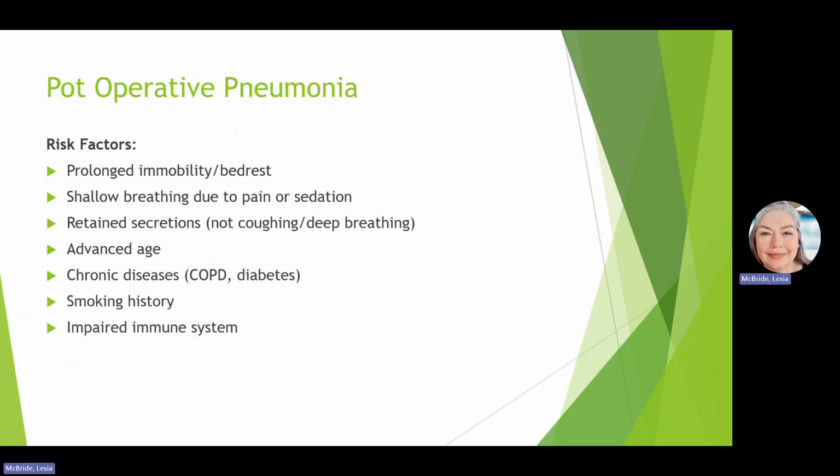So to prevent this, encourage mobilization, encourage incentive spirometry. Don't let the patient say, oh yeah, I did it. Watch them do it. Make sure that they're doing deep breathing and coughing. I know sometimes with lung surgeries, it can hurt. So have them brace their stomach with a pillow. And if their complications are not managed, we're going to end up with respiratory failure, sepsis, and possibly death. All of those will have prolonged hospitalization, but death is the worst that we could see.